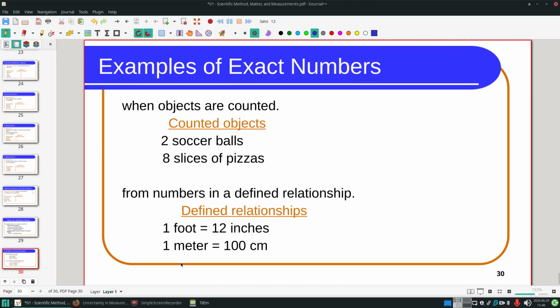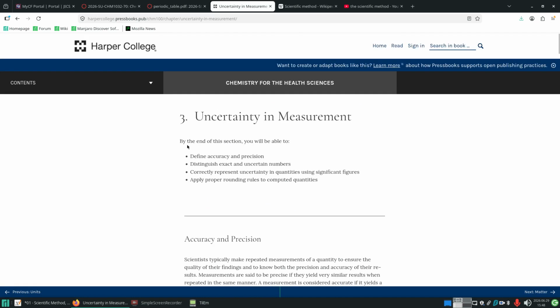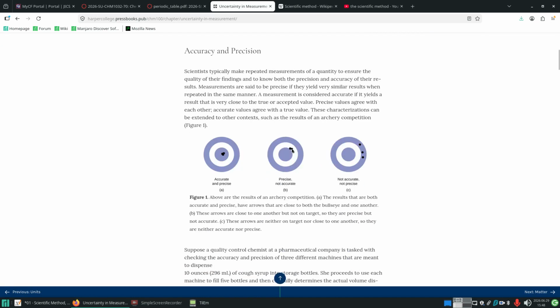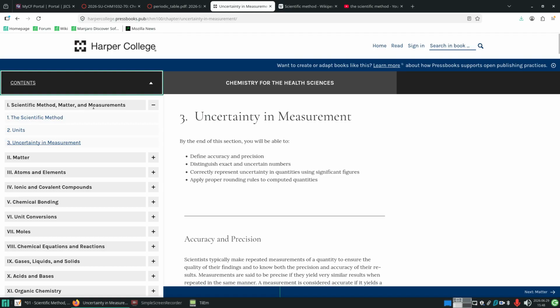And the other ones are definitions. 1 foot is 12 inches, a meter is 100 centimeters. Those are definitions. They have unlimited significant figures because they're definitions. All right, that concludes this first little subsection of our textbook. Like I said, it didn't cover accuracy and precision too much, but it will be on the test. Figured you guys can figure that out on your own.